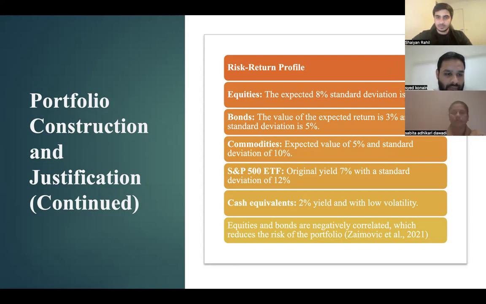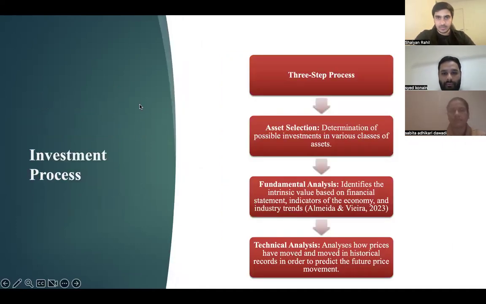The returns of commodities are 5% with a standard deviation of 10%. The S&P 500 ETF provides returns of 7% with a standard deviation of 2%, using low volatility. The inverse relationship between equities and bonds reduces the overall risk of the portfolio. When stocks fall, bonds tend to do well and offer beneficial portfolio insurance. Thank you. My next member will continue the presentation.